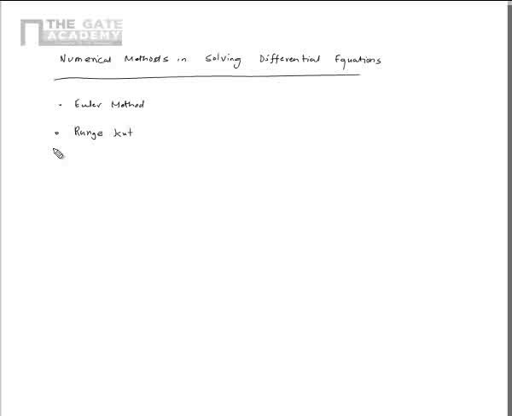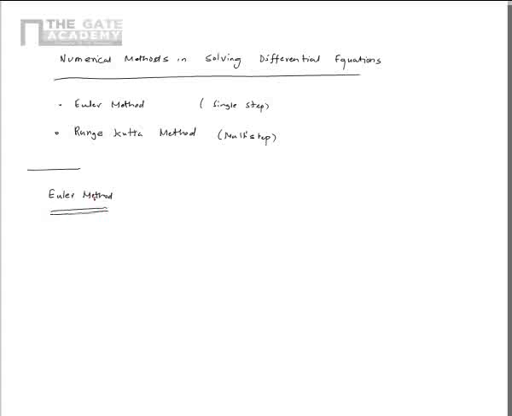So basically the Runge-Kutta method. Euler method is basically a single step method, and this is also sort of a multi-step method. We'll see more into that. So let's first discuss the Euler method.